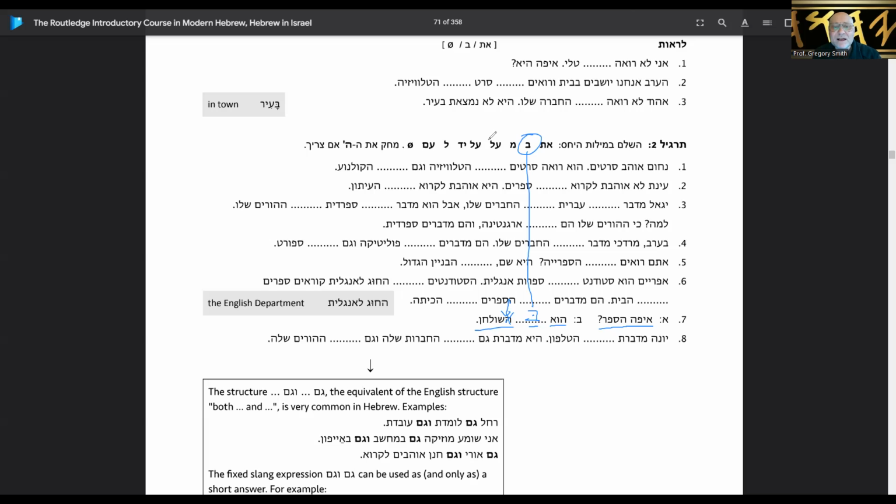In, with or on, unless it's upon. So there's two choices here. There's al or, I don't think it's going to be that one. But I could be wrong about that. It could be al hashulchan, upon the table. Let me double check that. Hu al hashulchan. It's on the table. הוא על השולחן.